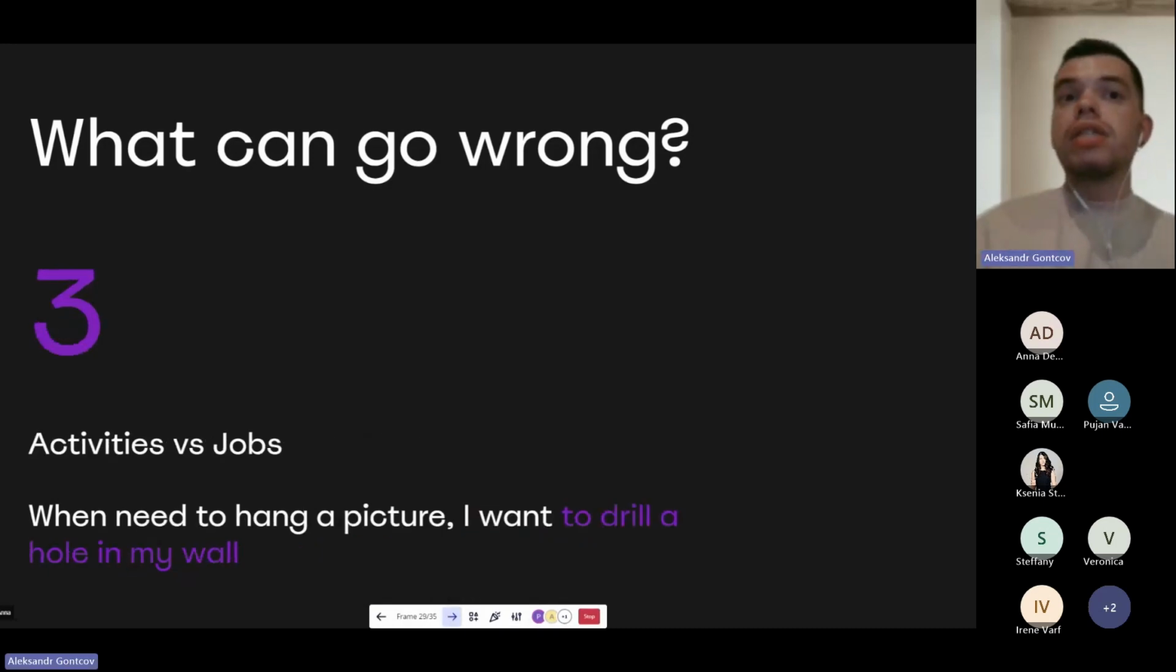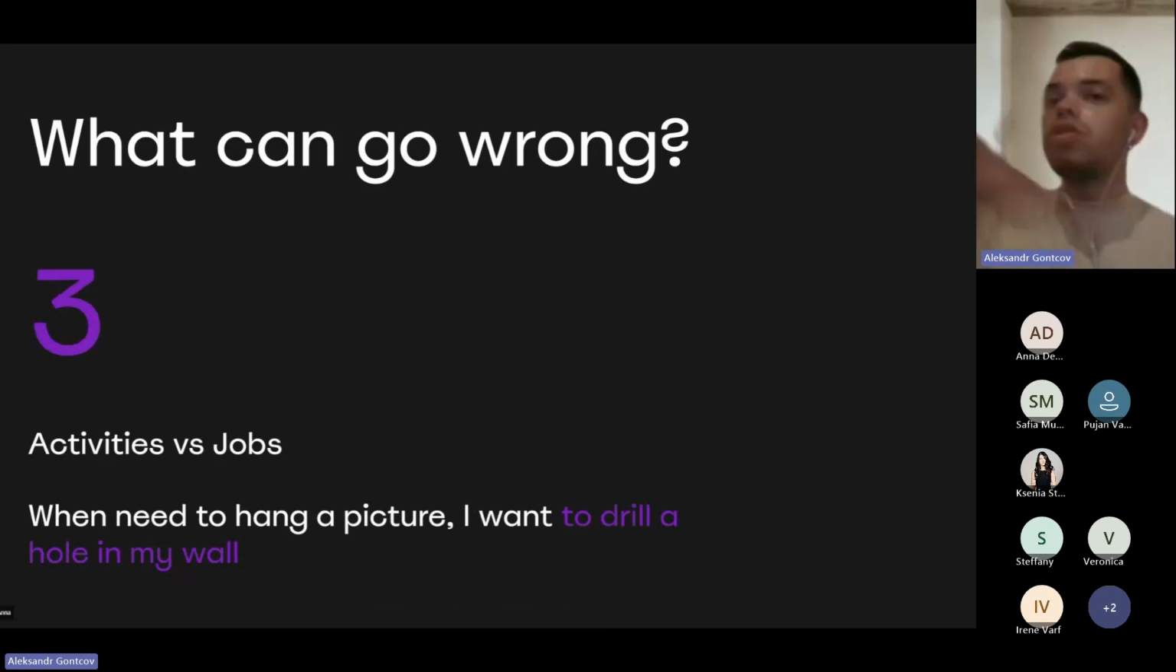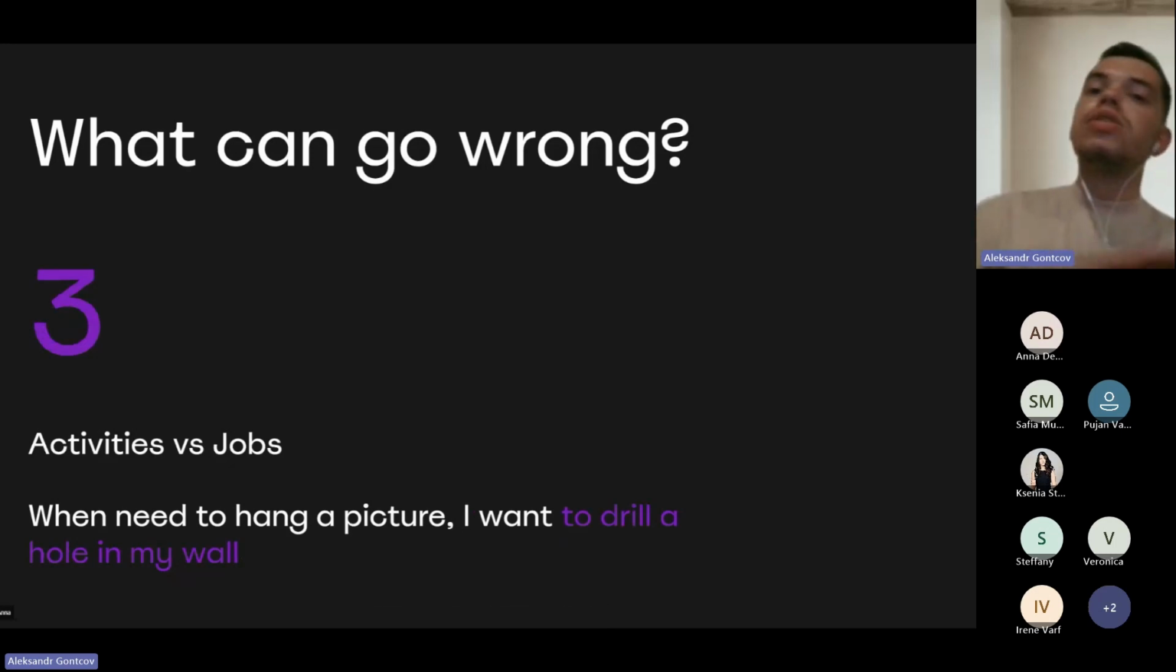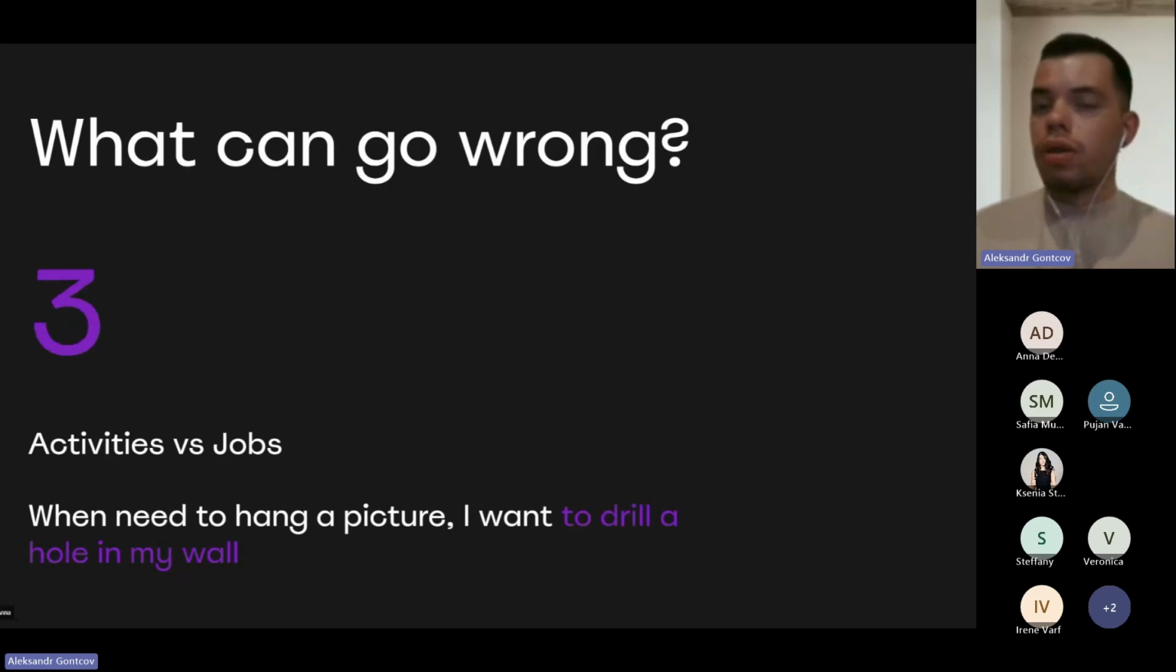And also activities and jobs, where we again discussed, do not mix activities or actions with jobs. Your customer does not want to drill a hole in their wall. They want to hang a picture. They want to make their house look more aesthetically pleasing. They don't even want to hang that picture. They want to make their family happy, or their wife or their husband happy, that finally that huge empty wall is more beautiful now.